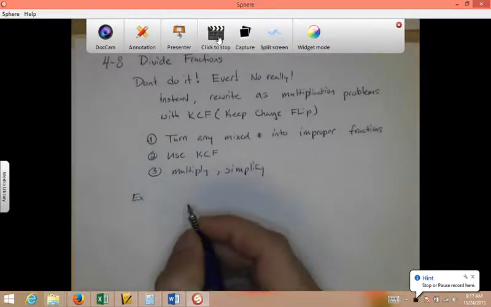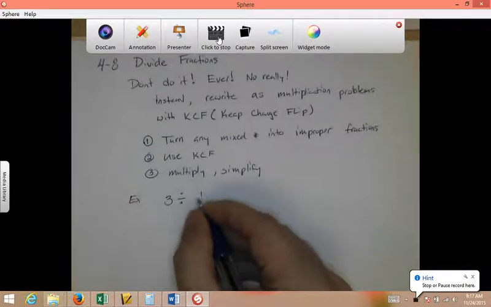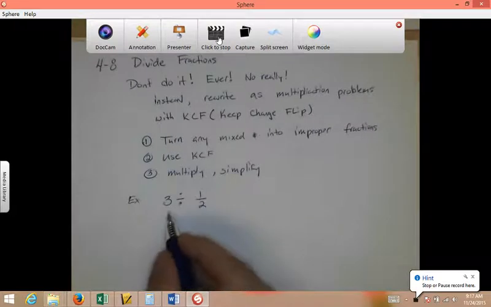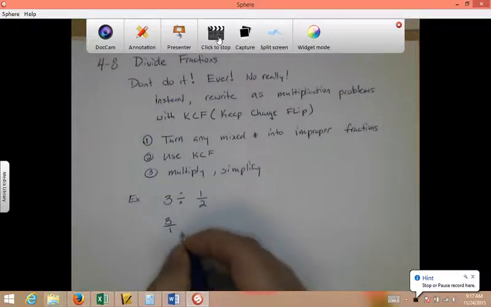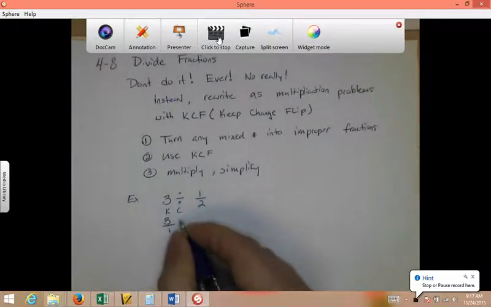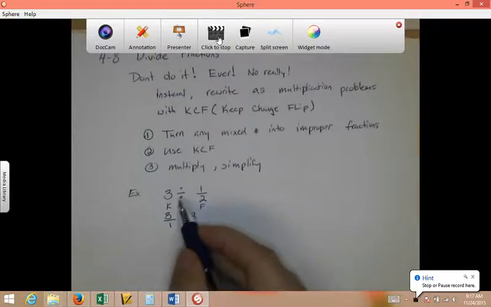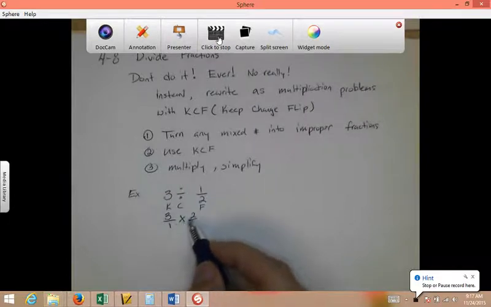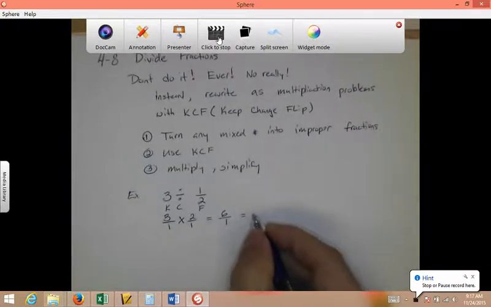First example, let's say we had 3 divided by 1/2. This whole number 3, how do I make that into a fraction? 3/1. Yeah. So I'm going to rewrite this as 3/1. I'm keeping that, changing this, and I'm going to flip that. So now 3 divided by 1/2 became 3/1 times 2/1. On top I have 3 times 2, which is 6. On bottom 1 times 1, which is 1. And 6 divided by 1 is 6.